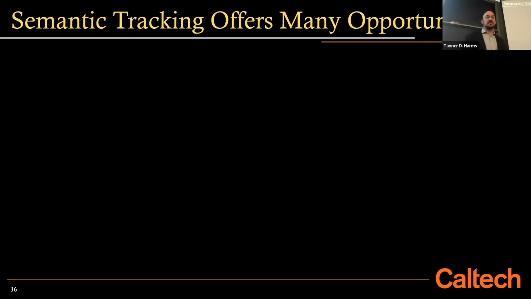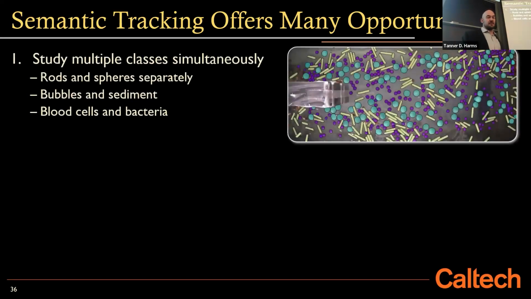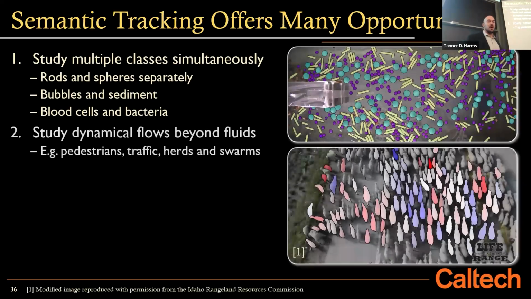Great. So semantic tracer tracking offers a variety of different opportunities for future studies. For example, we could study multiple classes simultaneously. I didn't do this in my testing, but we could have looked at just the rods and just the spheres and just the large spheres and studied their motion independently, but using the same frames. We can also study dynamical flows beyond fluids. Professor Brunton keyed me onto this interesting problem of herding sheep viewed aerially. And so I've computed sheep vorticity here for those of you that are interested.